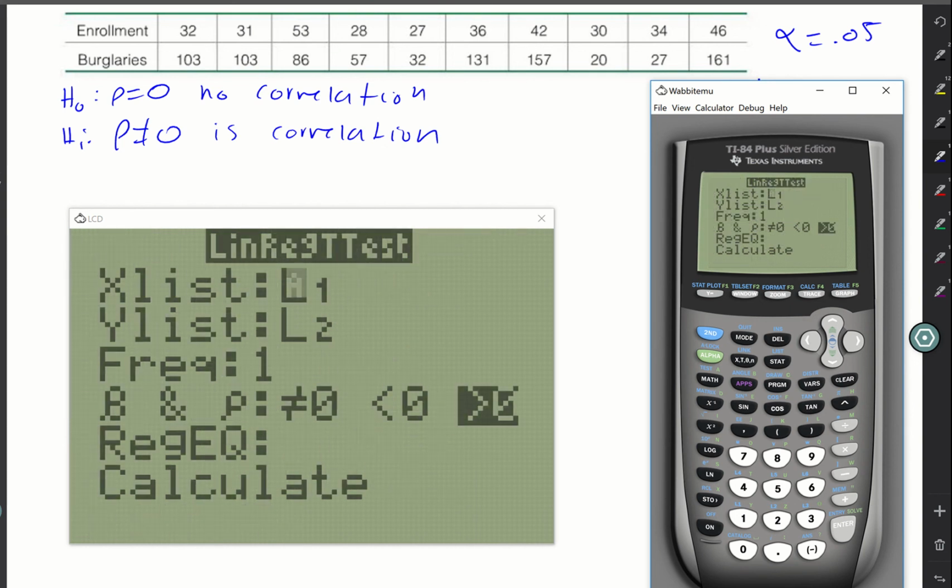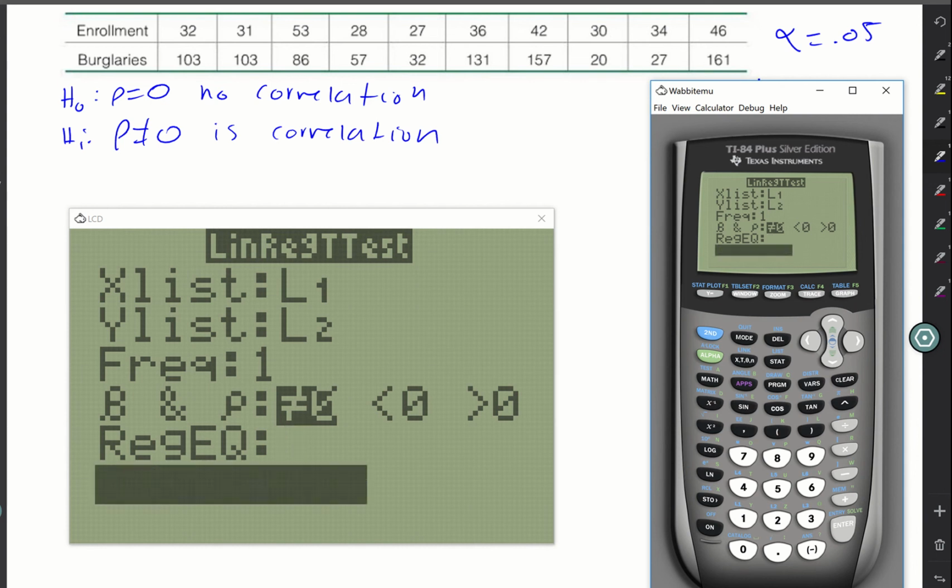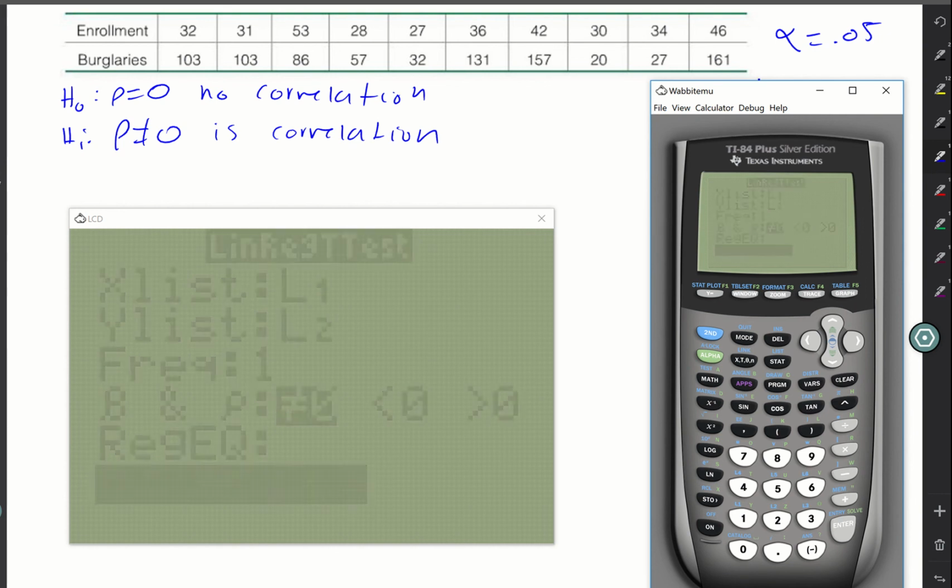So in here, it's going to ask you, what's your X list, what's your Y list, and we want to know what we're testing. Frequency is always 1, and we're doing a not equals to test, because we're testing that there is correlation or not correlation. They didn't ask me about a positive or negative correlation. And then I don't need to put anything in the reg equation either. I just need to calculate. Did everyone find the screen? Yeah? All right, so let's see what it gives us.